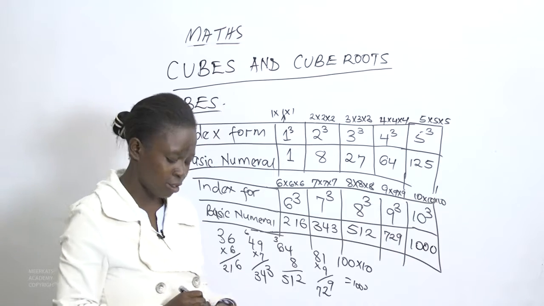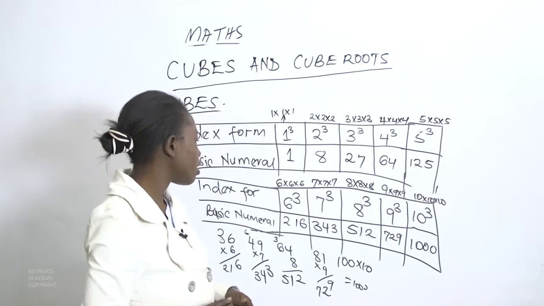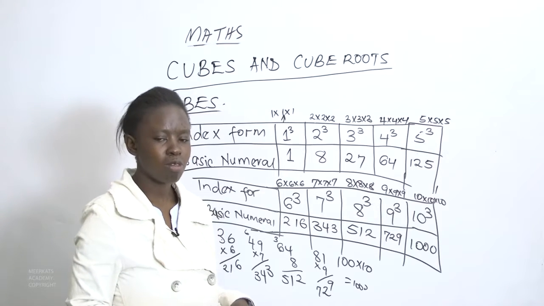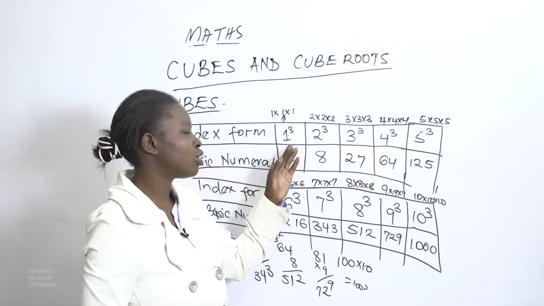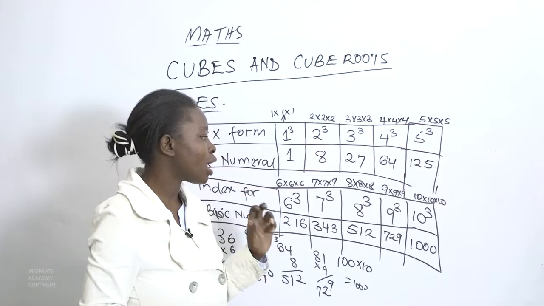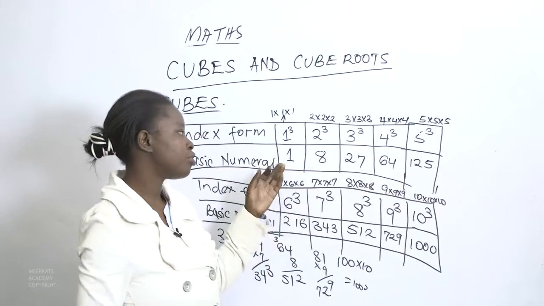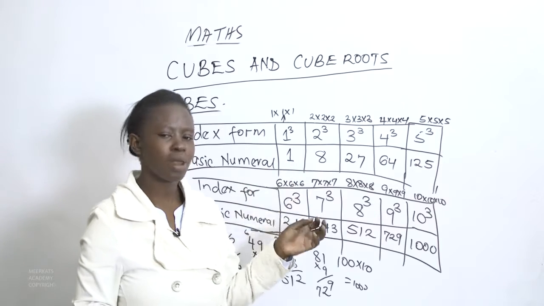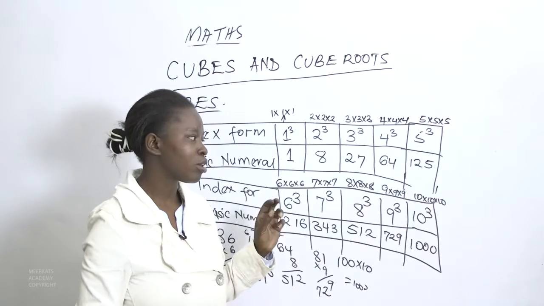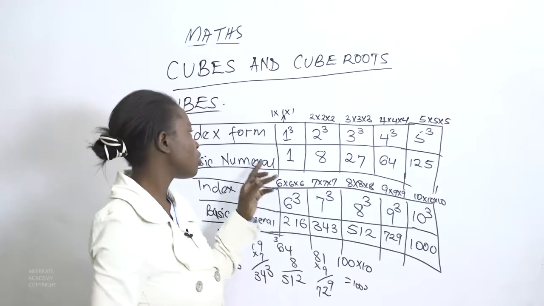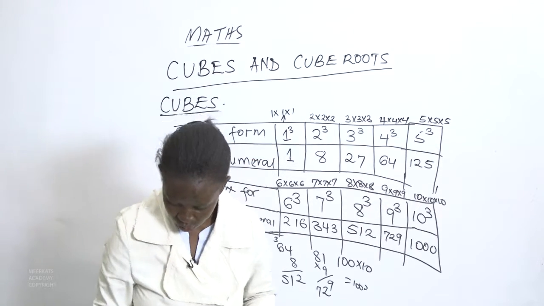So that is how we write numbers either in index form or as a basic numeral. When you are asked to give your answer in index form, it means you leave it as a power of 3. If you are asked to give your answer as a basic numeral, it means you simplify. Go ahead and multiply that given number repeatedly 3 times and find out what the answer will be. So this is in index form and this is as a basic numeral.